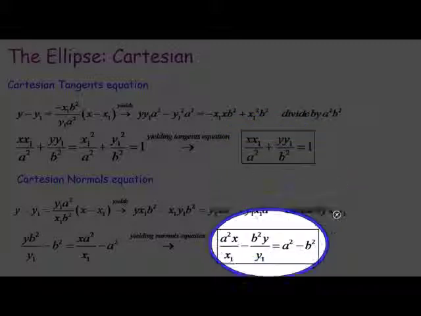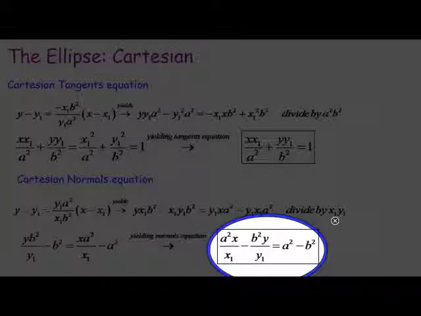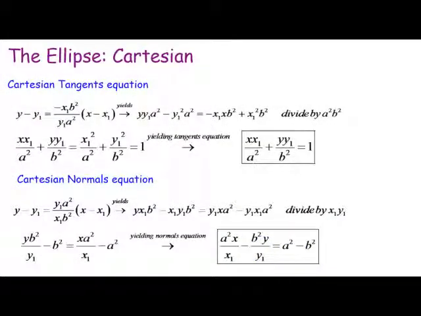And obviously the normal. You have to go through a bit of working, but you can see here it says a squared x on x1 minus b squared y on y1 equals a squared minus b squared. So that is the Cartesian equation of the normal to the ellipse at that particular point P (x1, y1).